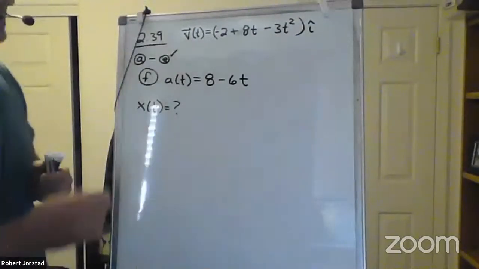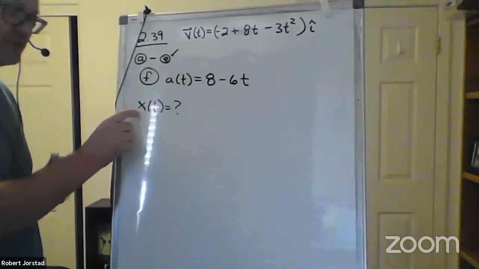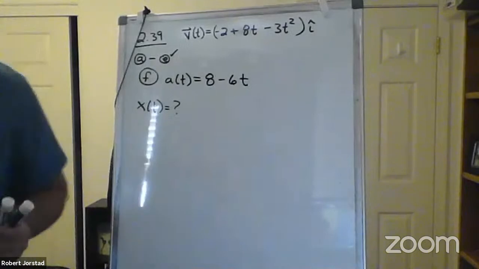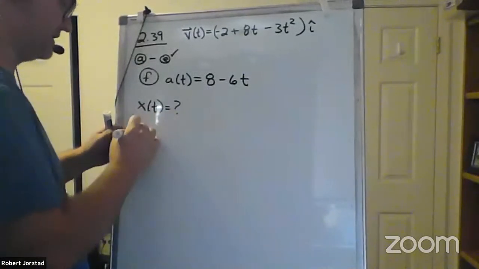All right. So how would we get the position as a function of time? What should I do? Take the integral of that velocity. Okay, so we take the integral. You said take the integral of that.